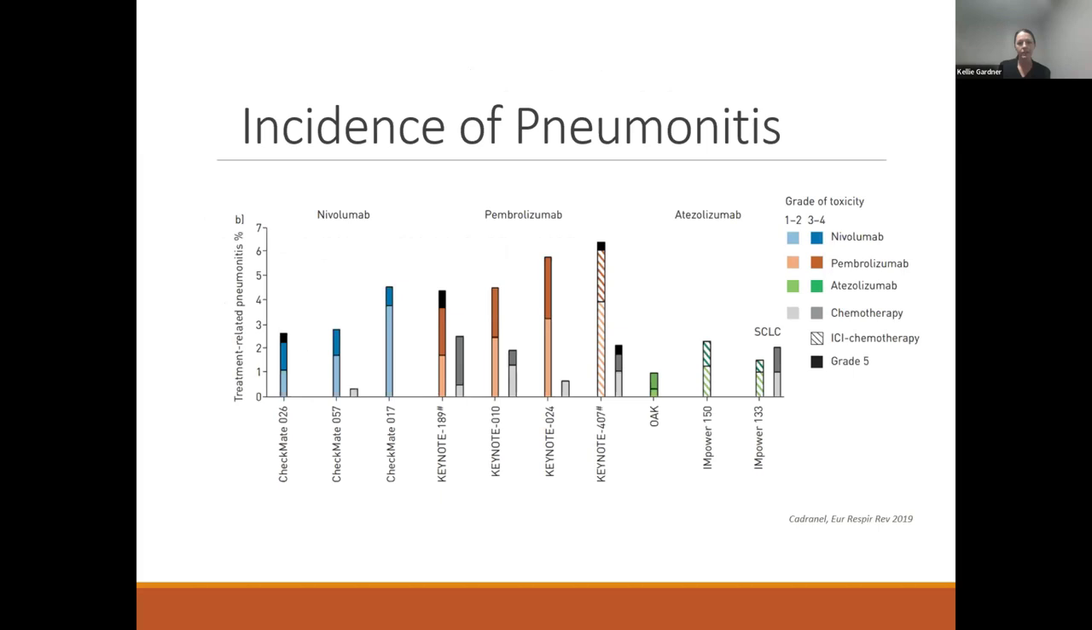The incidence of pneumonitis in the single agent PD-1s ranges about 5 to 7%, so pretty uncommon, but we give a lot of immunotherapy, so we see this quite a bit.